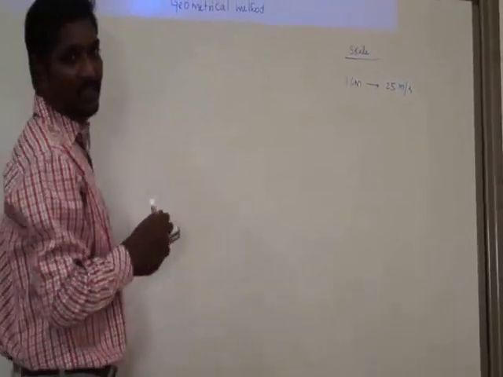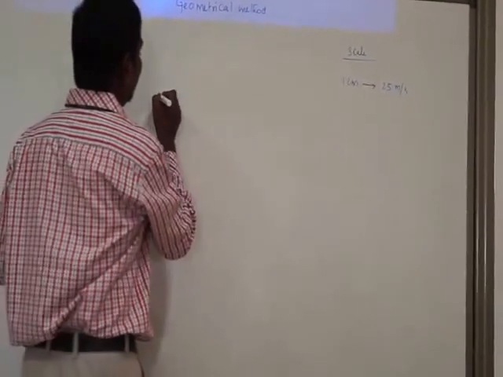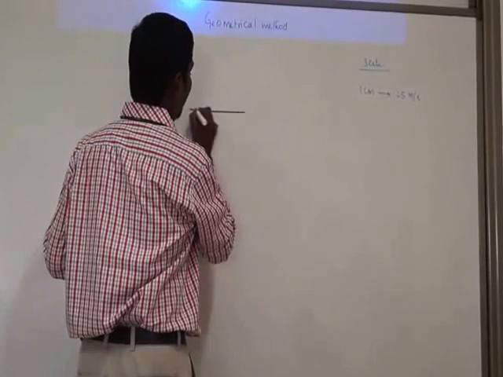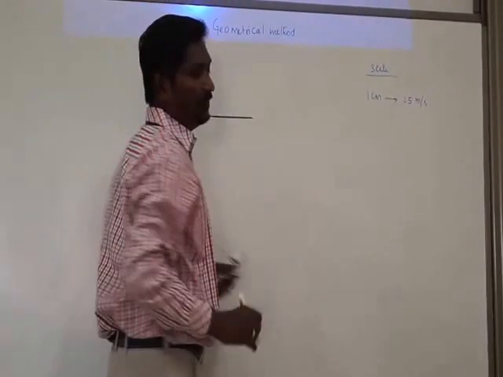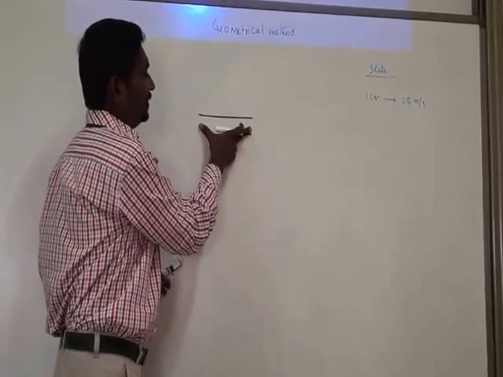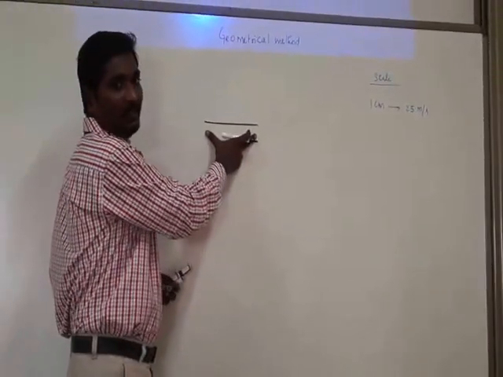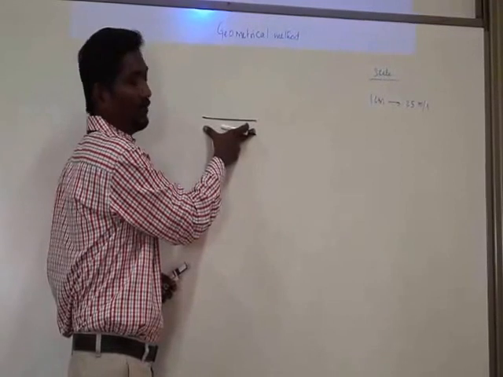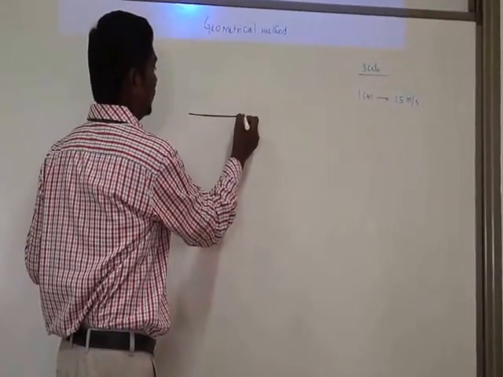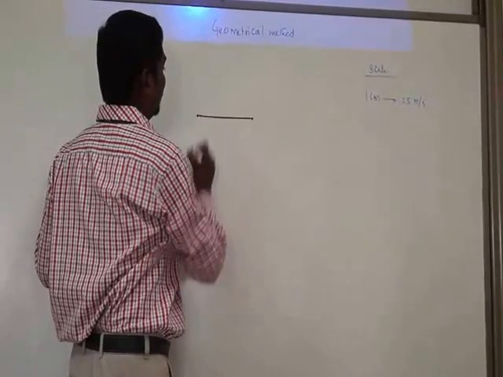So initially you will represent the blade velocity. I am going to draw the velocity triangle for the first row of the moving blade. You take 5 cm length and draw a horizontal line for 5 cm. This is representing the blade velocity.